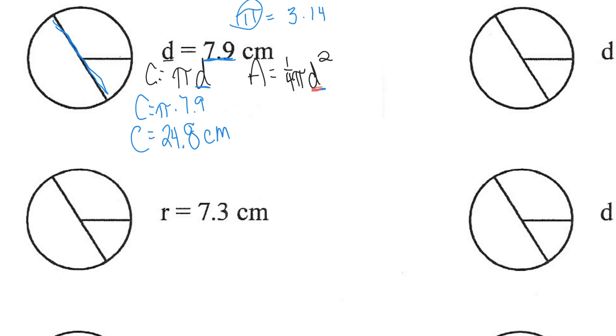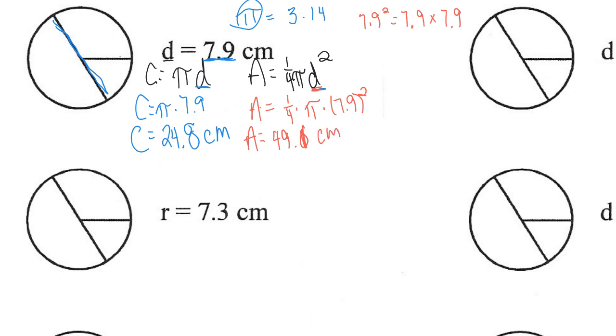All right, plugging 7.9 in for D for area. Your area is equal to 1/4 times pi times 7.9 squared, which, remember, 7.9 squared is the same thing as 7.9 times 7.9. Okay, so let's plug that in. 1/4 times pi times 7.9 squared is roughly, if you round to the 10th place, 49.0 or 49.1, depending on what you used. Okay, and then we label centimeters, and because it's area, we have it squared.